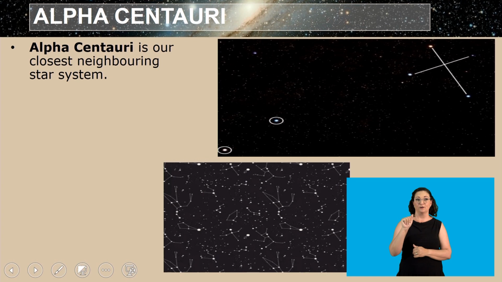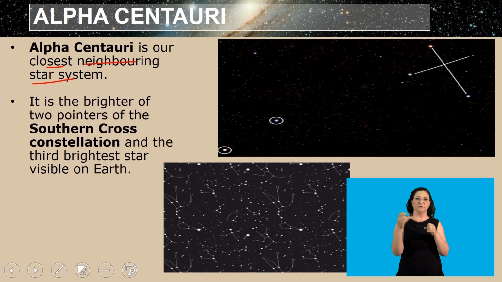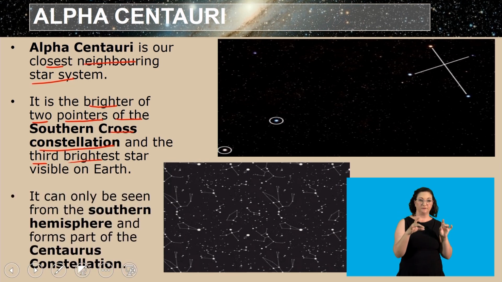Now, Alpha Centauri is the closest neighboring star system. Why are we saying that? It is the brighter of the 2 pointers of the Southern Cross constellation and the third brightest star visible on Earth, okay? And it can only be seen from the southern hemisphere, and it forms part of the Centaurus constellation, all right? This is what you need to know about Alpha Centauri.